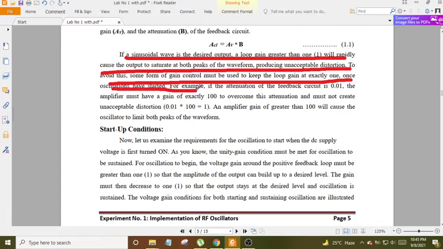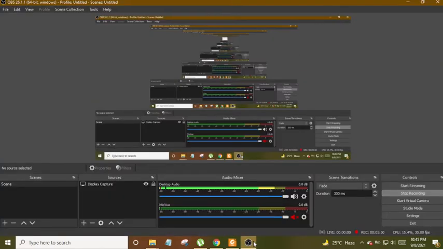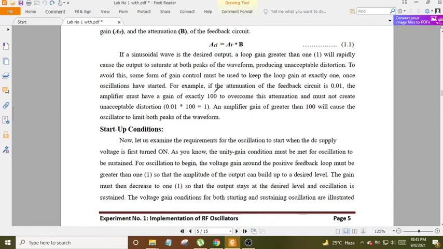For example, if the attenuation of the feedback circuit is 0.01, the amplifier must have a gain of exactly 100 to overcome this attenuation and must not create unacceptable distortion. 0.01 * 100 equals 1. An amplifier gain greater than 100 will cause the oscillator to limit both peaks of the waveform.